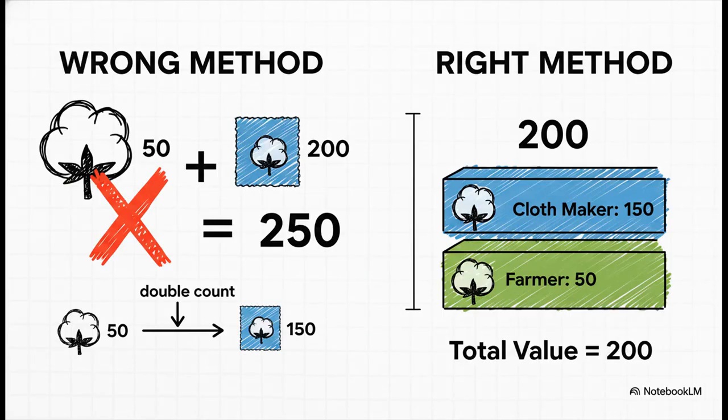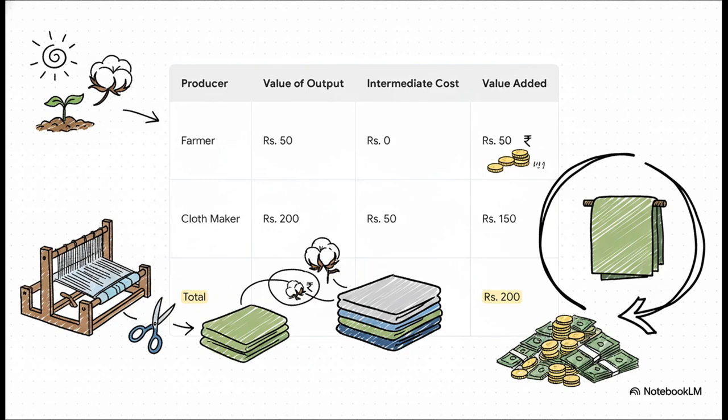Our first approach is what's called the product method. Now, your first instinct might be to just add 50 and 200, right? But you can't do that. That'd give you 250, but you'd be counting the value of that cotton twice. The absolute key here is to only count the new value that's created at each stage, what economists call the value added. And this table just lays it out perfectly.